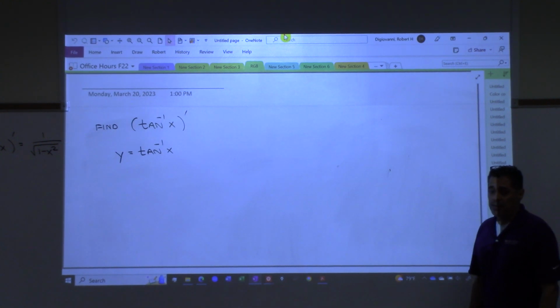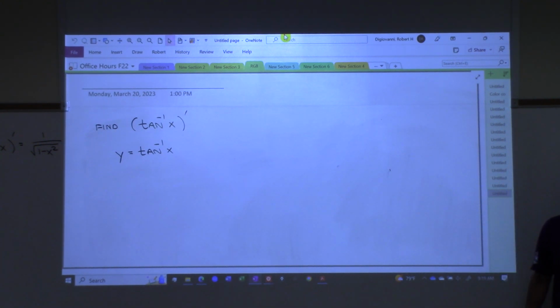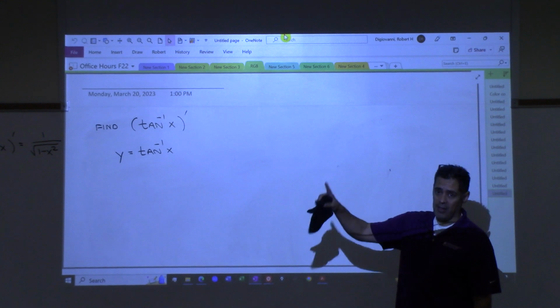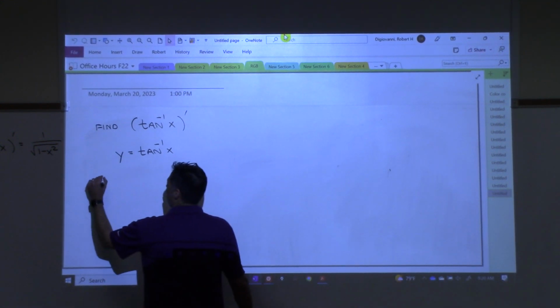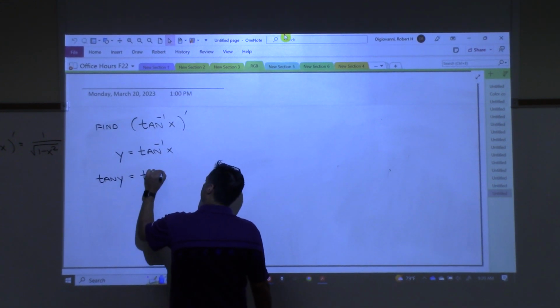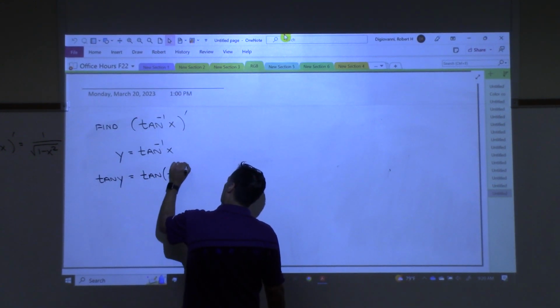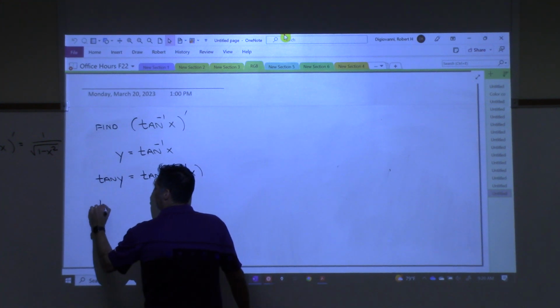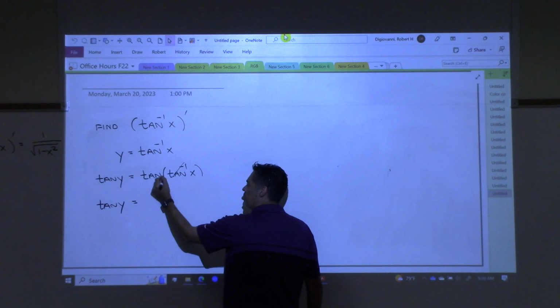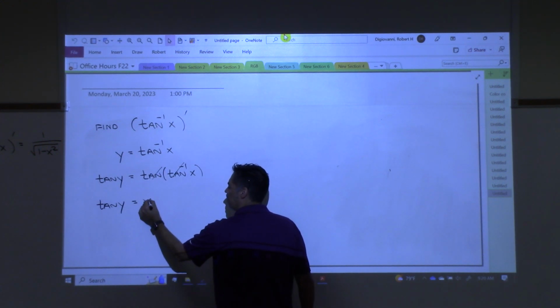We do that so we can do the next step, which would be what? I don't know anything about the inverse tangent function, right? What do I know about? Tangent, right? So take tangent on both sides, okay? Take tangent on the left. Take tangent on the right. On the left, nothing changes, tangent y. On the right, tangent of tangent inverse, they kill each other off, and you just get the x.